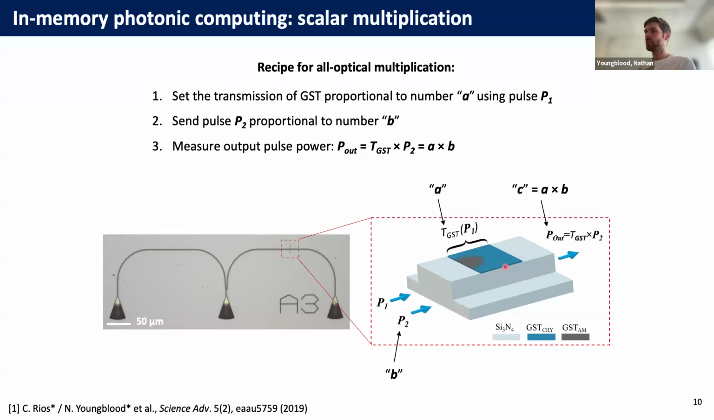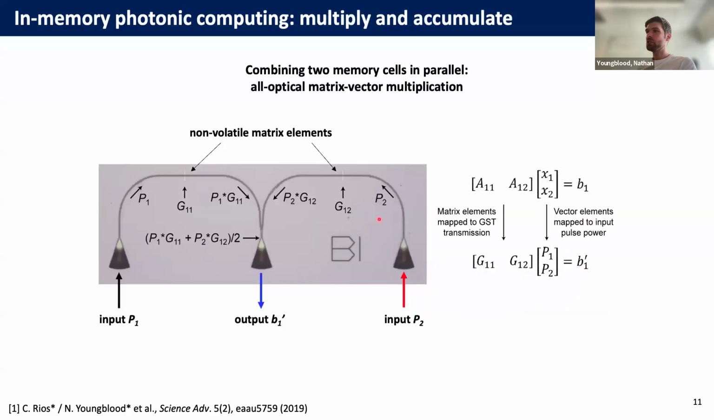And so once you set the state of this memory cell, you can change B very rapidly. You can modulate the amplitude of B and measure the output power, and you're just limited basically by the modulation frequency at the input and the detection frequency at the output. To achieve accumulation, we can put two non-volatile memory cells on a waveguide and then combine them into a single output waveguide where we have two input powers multiplied by two transmission values, and that is an example of a very simple two-element dot product between two vectors.